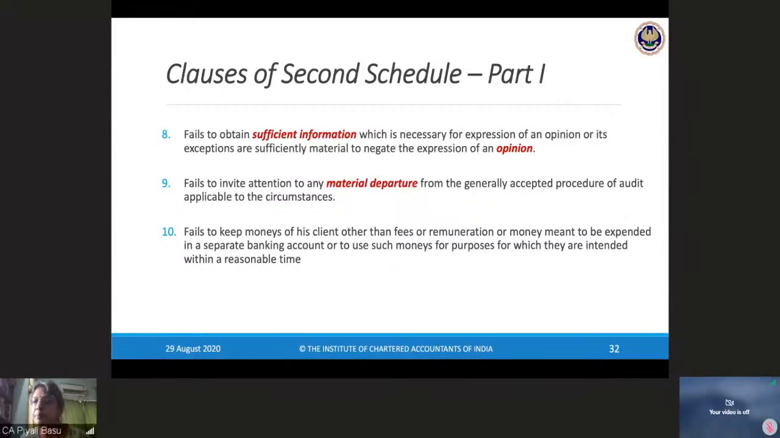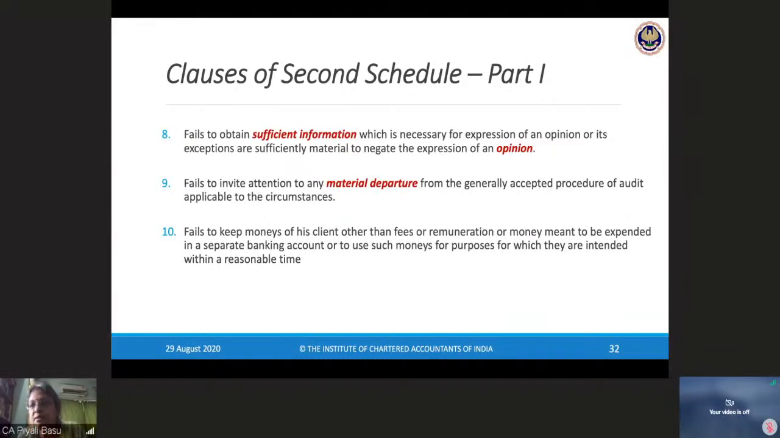The last one, simple thing. This is very easy, straightforward, no complication. That fails to keep money of his client, other than fee or remuneration or money meant to be expended, in a separate banking account, or to use such money for the purpose for which it is intended within a reasonable time. And why is money given? Other than the fee. Please remember, other than the fee.